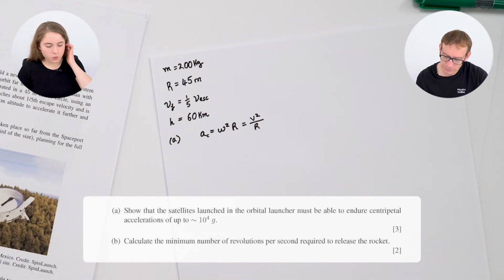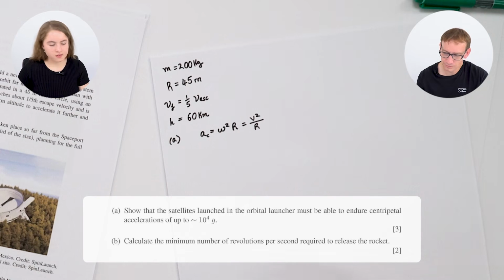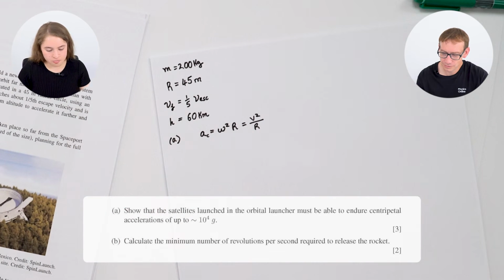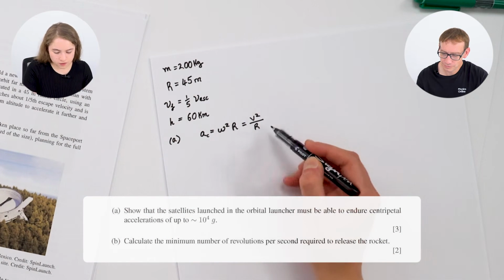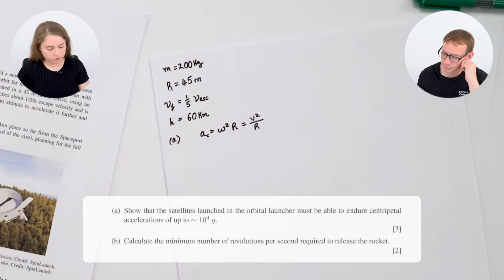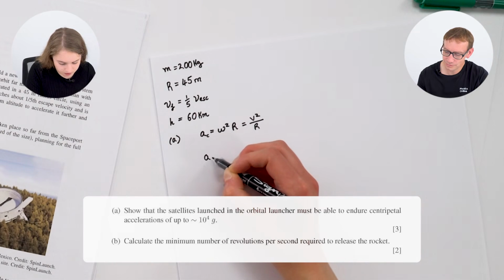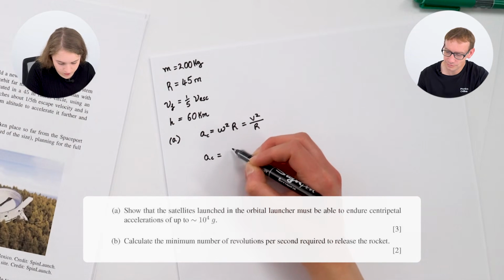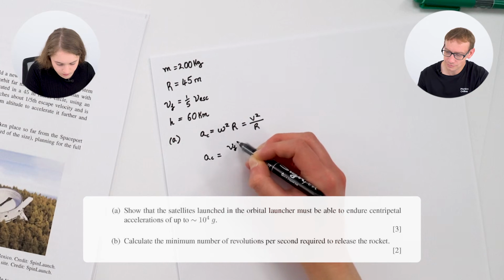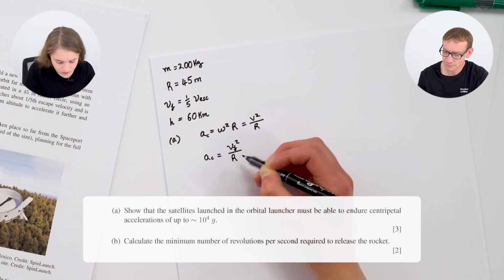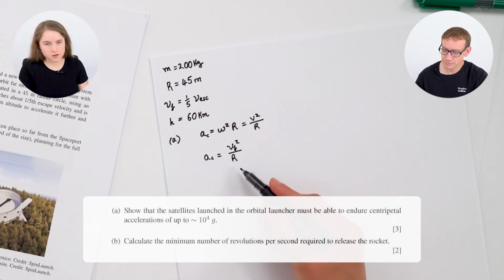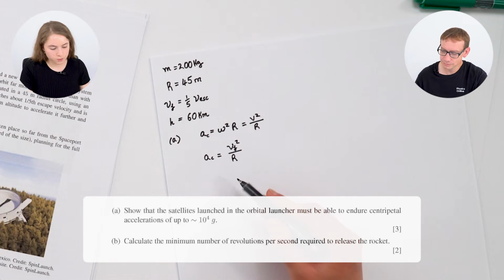Upon reading the question, it's quite wordy, but we know that when it's released, its final velocity is 1/5 escape velocity, and we've denoted that Vf here. So it seems like we're going to be using the v squared over r version of this formula. It's going to need to endure centripetal accelerations of Vf squared over r. In this case, r is the radius of the circle it's moving around, which is the 45-metre radius circle of the launcher.